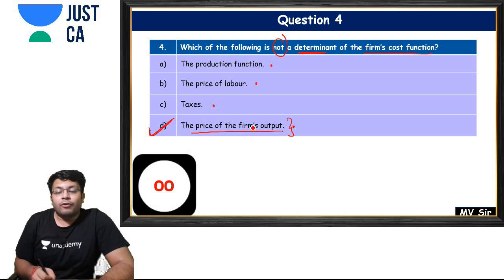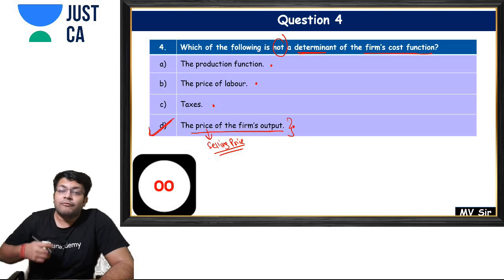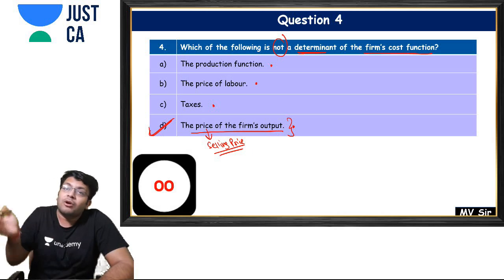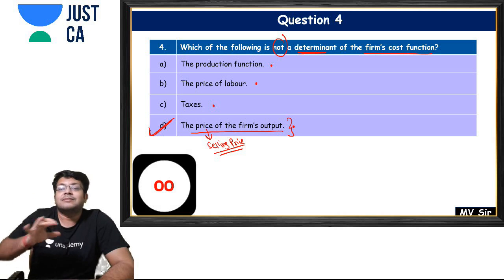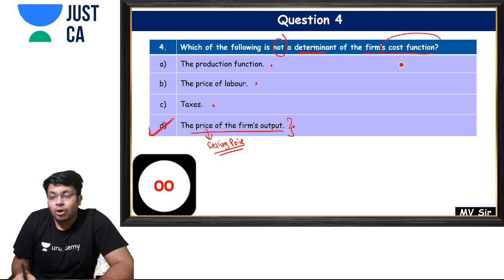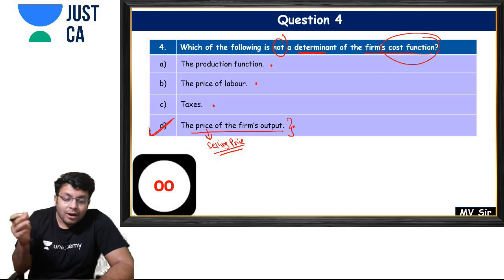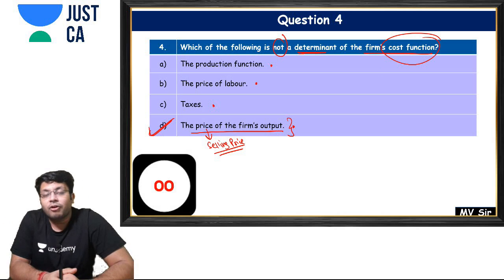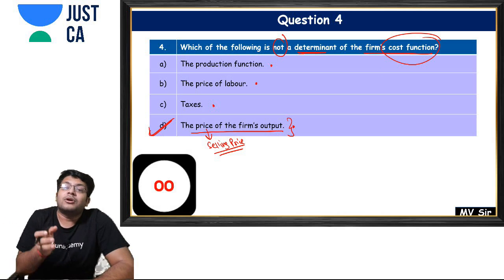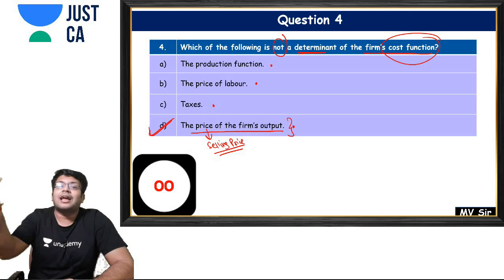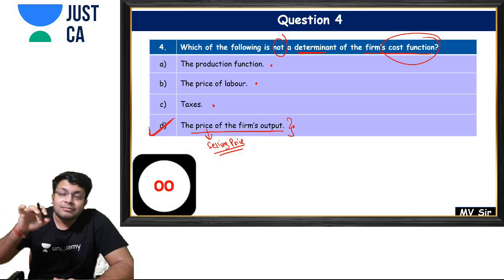What do you mean by this? The price of the firm's output means the selling price at which you are selling your output. How will your cost depend on the selling price? Your selling price depends on the cost. Obviously your firm's cost function does not depend on the selling price of your output. Because first we calculate the cost and then we calculate selling price, right? So selling price comes afterwards.